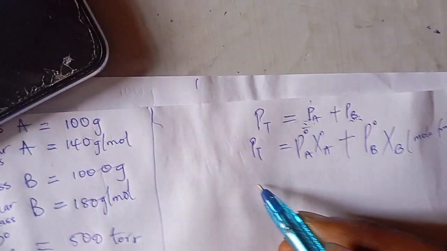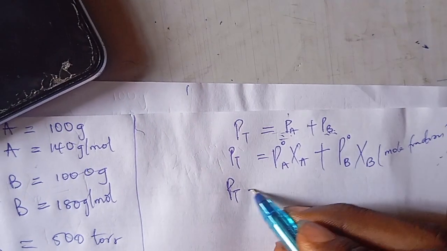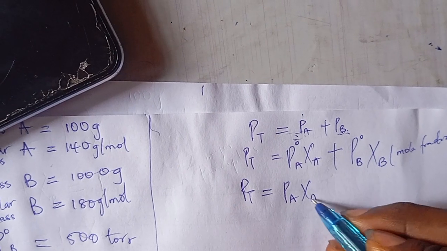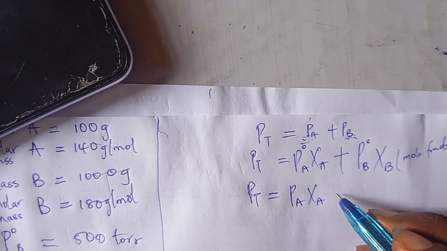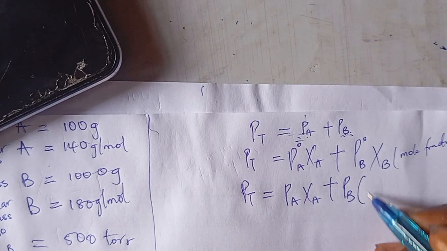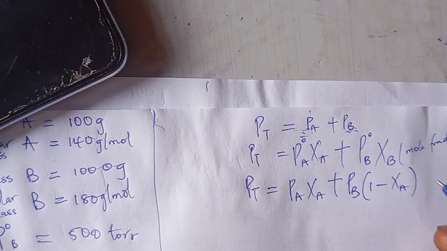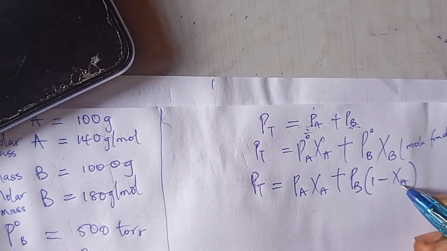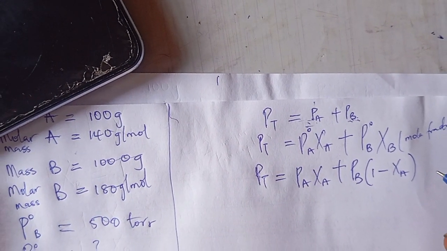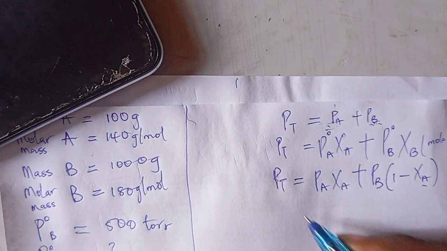But I can have a case where mole fraction is not given. So I will apply this principle, which says that PT equals P naught A XA plus P naught B times (1 minus XA), remembering that XB can mean the same thing as 1 minus XA. So in a situation where I'm not given mole fraction, I will use this to get my mole fraction so that I can make it the subject of the formula at the end of the day. So see what I mean.